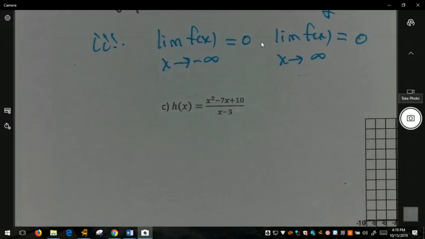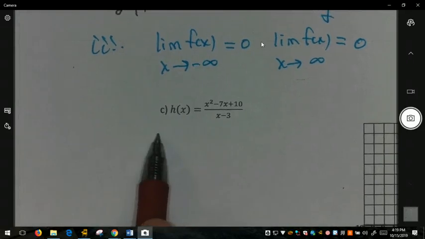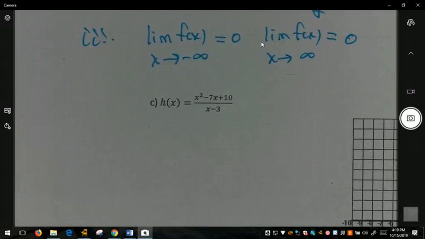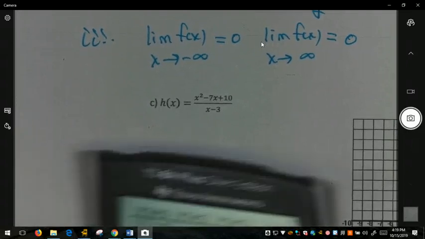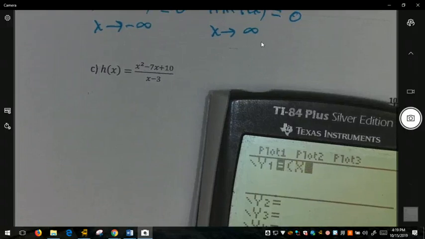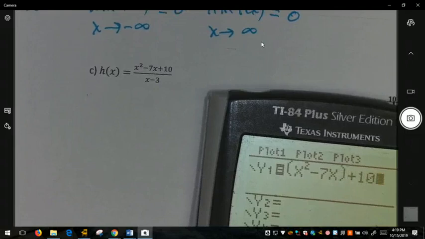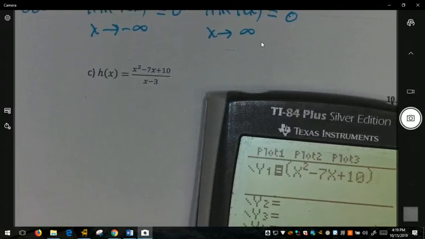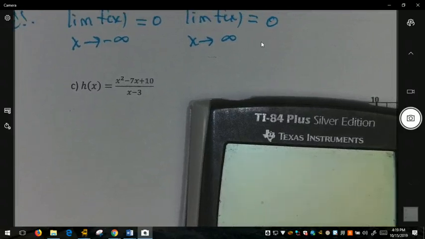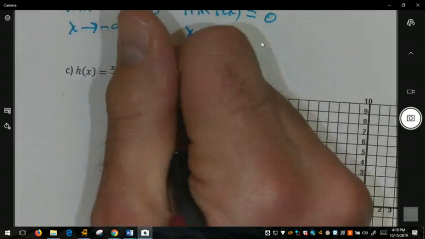2.5, Day 2, graphing rational functions. The function we're looking at today, for this third clip of graphing, is this one, letter C. I'm going to quickly put this in my calculator and then go about my work. So I have in the numerator, in parentheses, x squared minus 7x plus 10, divided by, in parentheses, x minus 3, although it's probably going to change if it's factorable.